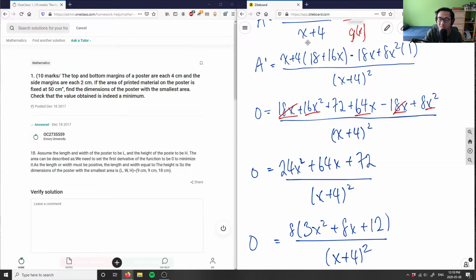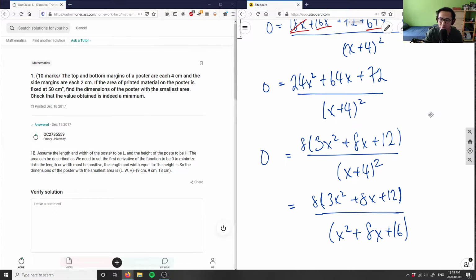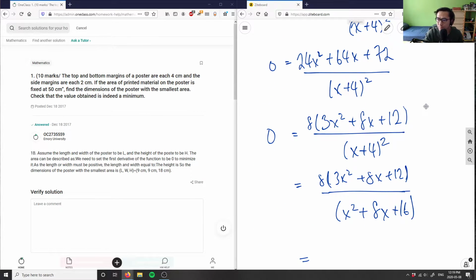This here would be 18 times 4 is 72. And then 4 times 16 here is 64. Minus 18x plus 8x squared. Yeah, so that should be okay. These two guys cancel out. I get 24x squared plus 64x here plus 72 times this. So I think my math here is good. And then I'm just going to set this to 0 to basically solve for my x value here.